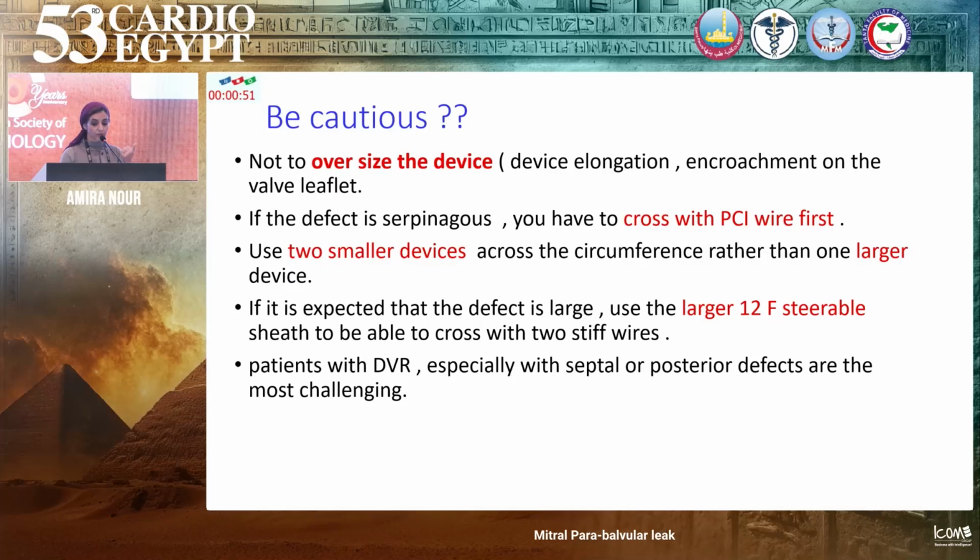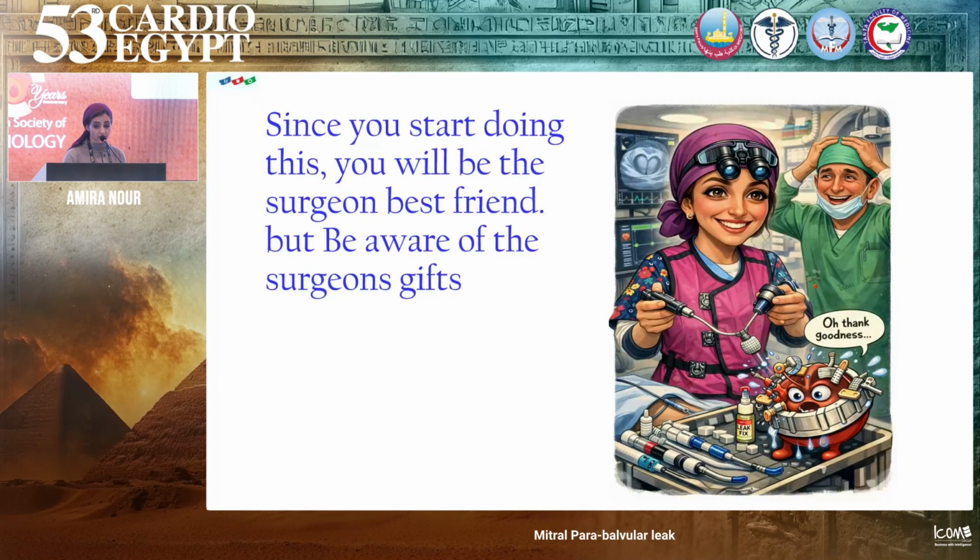And finally, be cautious not to oversize your device, as it might interfere with and encroach on the valve leaflet. You might cross first with a PCI wire, and you can use two smaller devices rather than a large one, and use a larger 12 French sheath whenever it is a large defect. And finally, once you start doing this, you will be the surgeon's best friend, but be aware of the surgeon's gifts. Thank you.